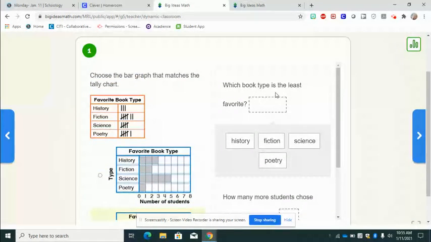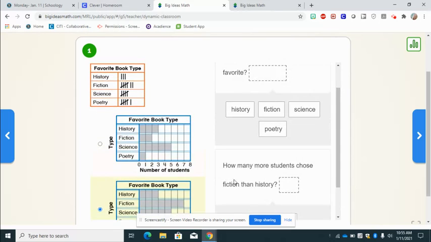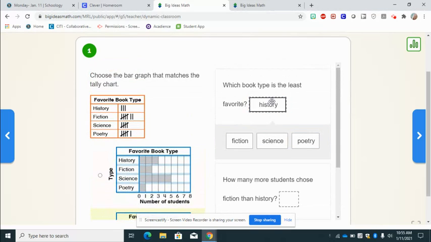Which book type is the least favorite? Remember, least is the small number. It's the smallest one. So we're going to look at our bar graph to tell which one has the least amount, which one has the smallest amount. History has the shortest bar, which stops at the number 3. So history is the least favorite.